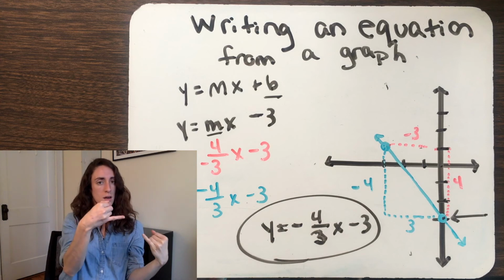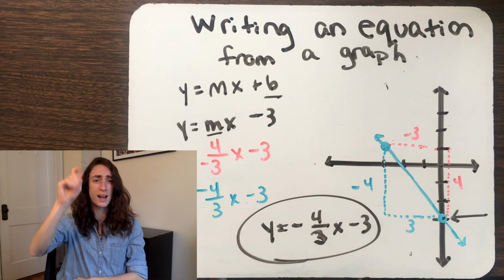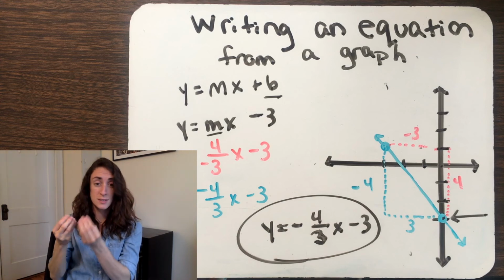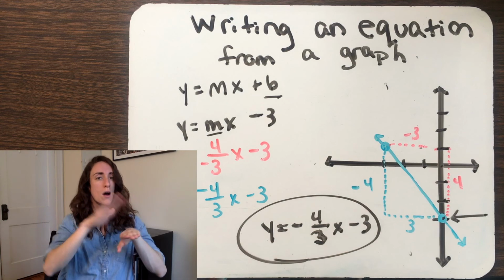That equation means the same thing as this graph. So if we were to pick any x value that we liked and put it into this equation, we could use that to solve for y, and that pair, x and y, would appear on this blue line.